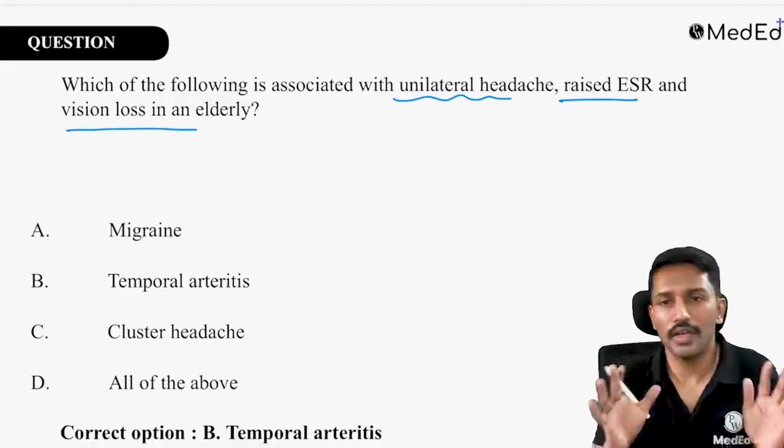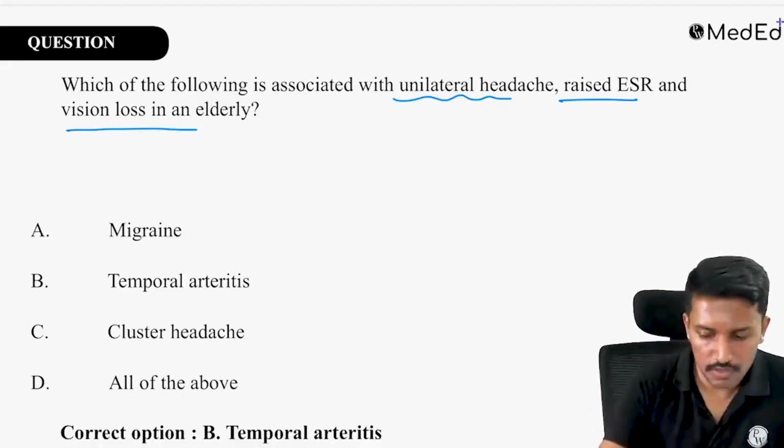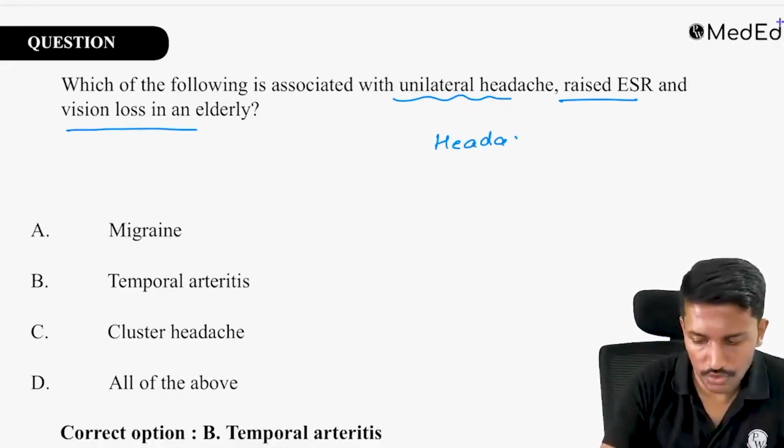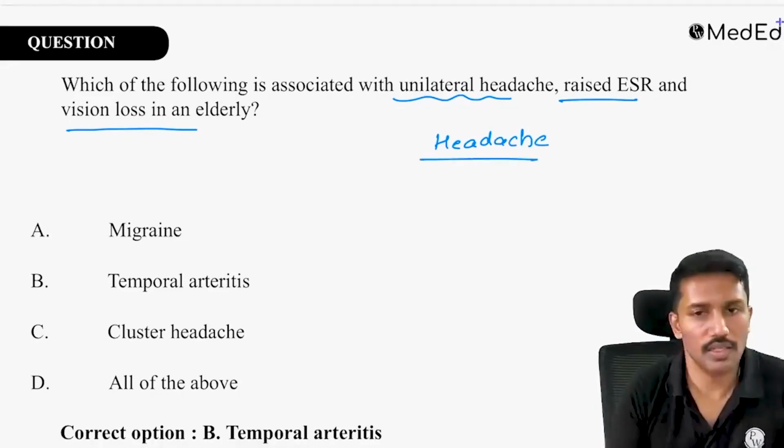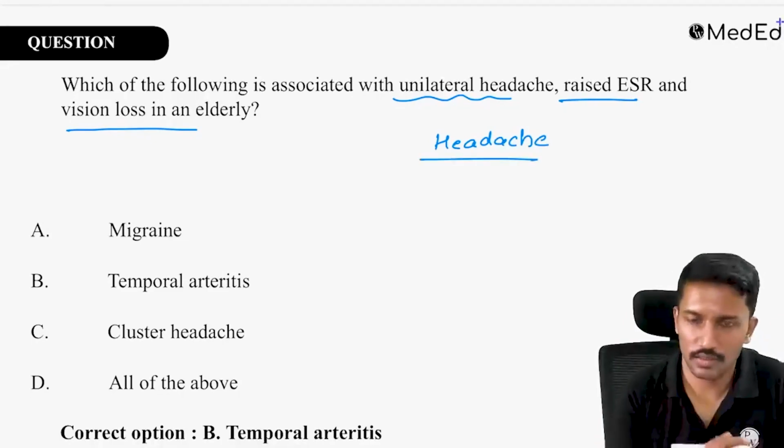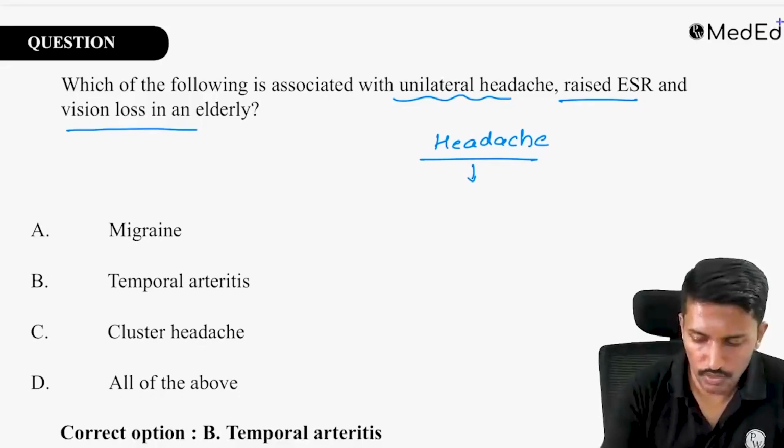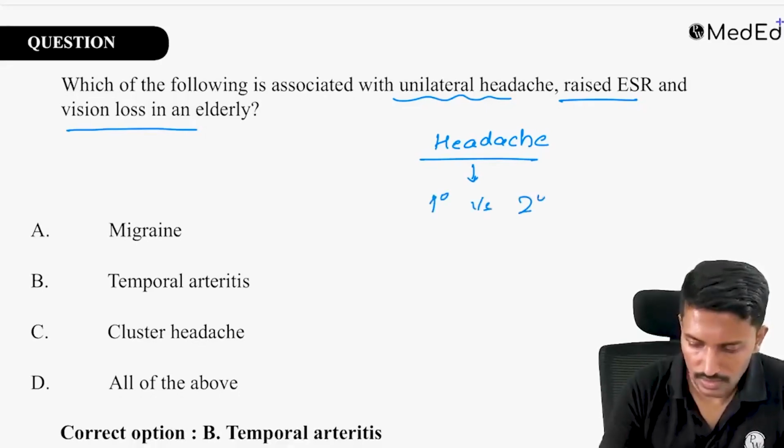Okay. Now moving next, which of the following is associated with unilateral headache, raised ESR, and vision loss in an elderly? Every time you deal with a case of headache, right? First question, whenever you have a question on headache, the first thing that you should ask is whether it is primary or secondary, right? So question number one that needs to be addressed is primary versus secondary.